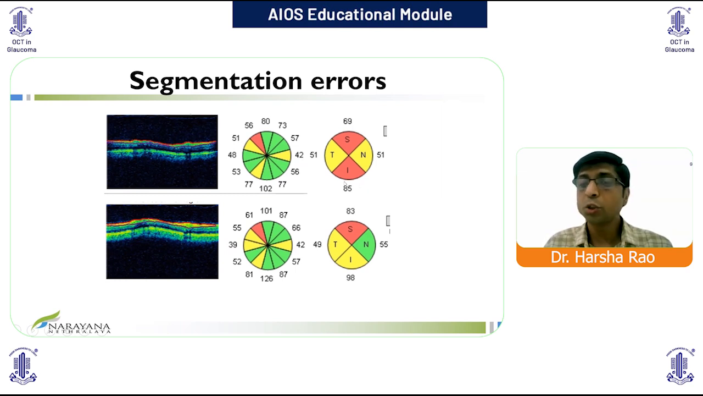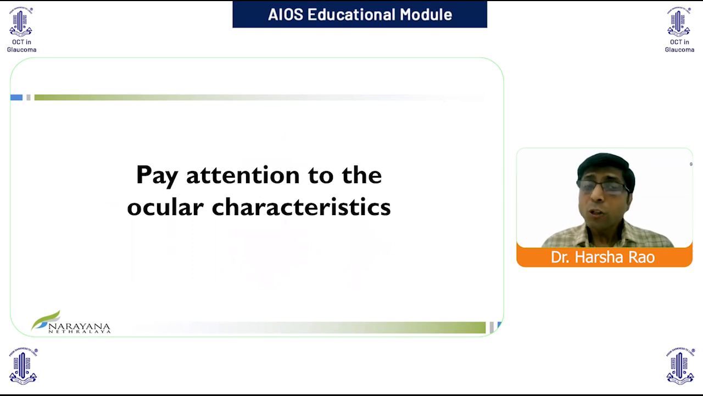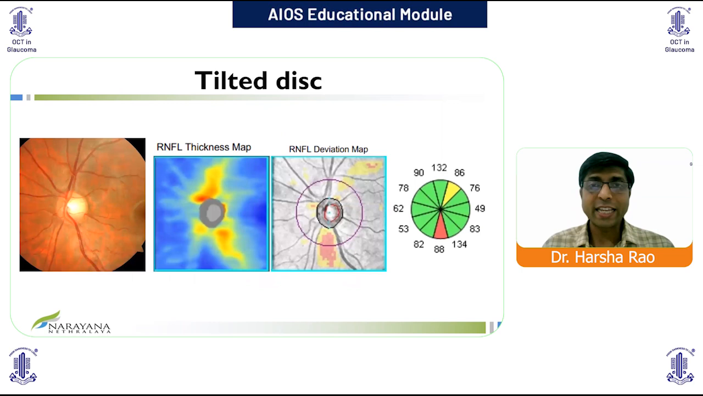Inferior quadrant showing an RNFL thickness of 85, now is showing a thickness of 98 microns. So this is the importance of good signal strength, and this is the importance of making sure that the scans don't have segmentation errors. These small differences become very significant while we are evaluating for progression or looking for RNFL thinning over time. We also have to pay attention to the ocular characteristics before we interpret the OCT scans.